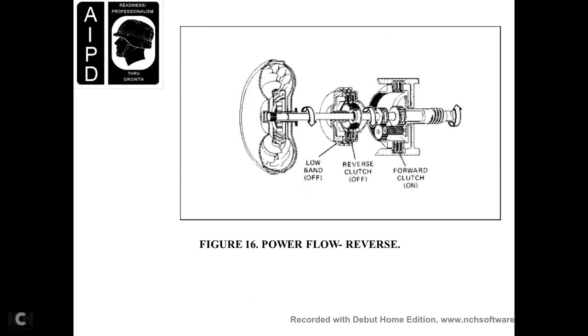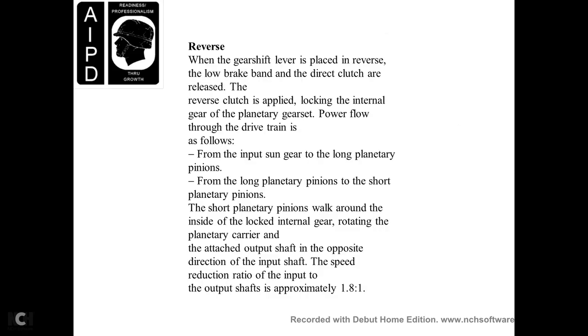Figure 16 shows the power flow in reverse: low band off, reverse clutch on, forward clutch on. When the gear shift lever is placed in reverse, the low brake band and direct clutch are released and the reverse clutch is applied, locking the internal gear of the planetary gear set. Power flows through the drivetrain from the input sun gear to the low planetary pinion, the long planetary pinion, and the short planetary pinion, which walks around inside the locked internal gear. The planetary gear carrier attached to the output shaft rotates in the opposite direction of the input shaft, with a speed reduction ratio from input to output shaft of approximately 1.8 to 1.